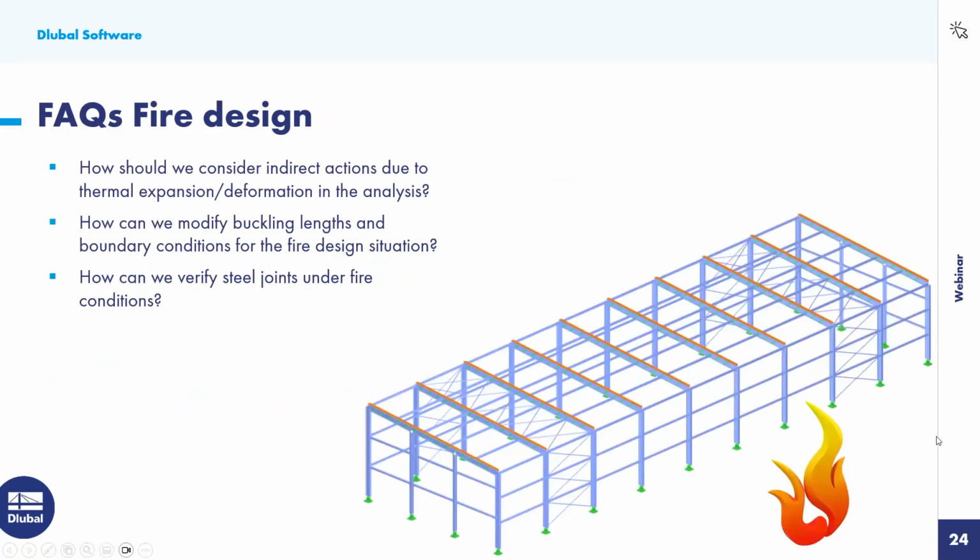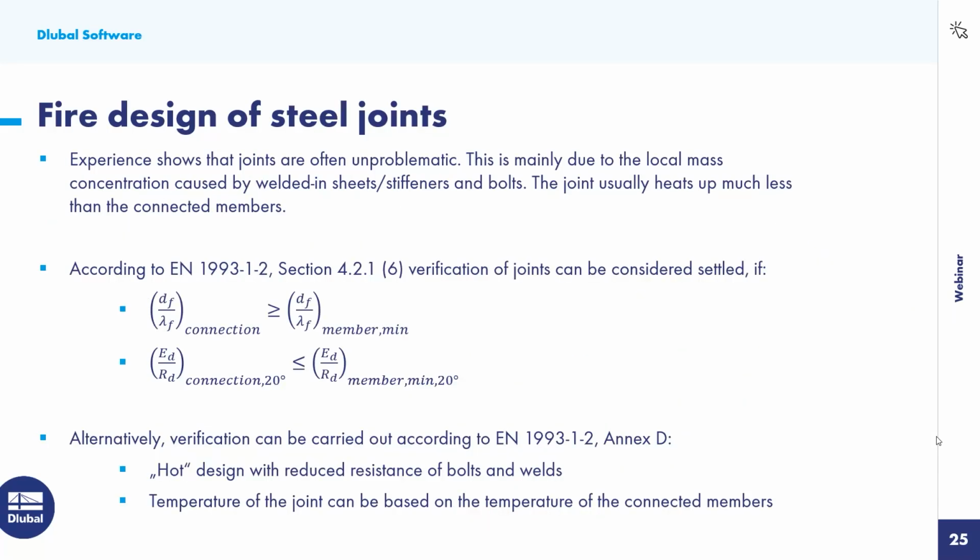Okay, the third question considers the verification of steel joints. Of course, when thinking about a complete steel structure, we should not forget that we also have to verify the joints besides the members. And in RFEM 6, we have a dedicated add-on called Steel Joints for the verification of joints. But unfortunately, the design under fire conditions is not considered therein, at least not yet.